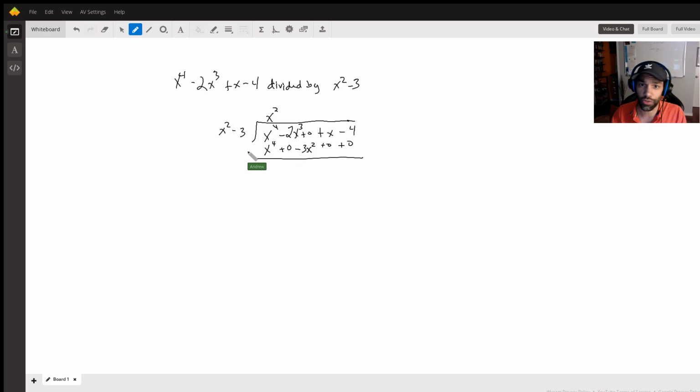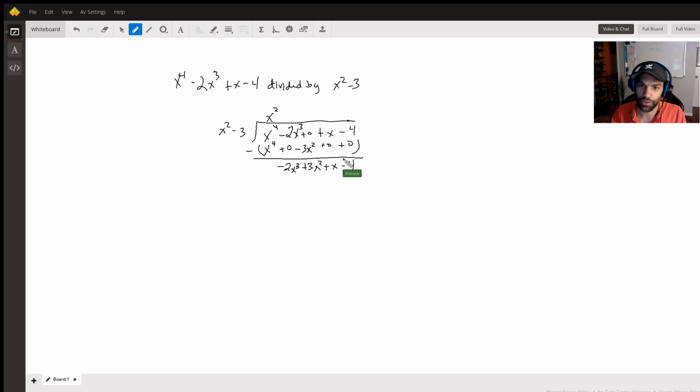All right, and just like normal long division, we're just going to subtract this whole thing, term by term. So x to the fourth minus x to the fourth is 0. That goes away. Negative 2x cubed minus 0 is just negative 2x cubed. Then we have 0 minus negative 3x squared. So minus negative, which makes it positive. So plus 3x squared. And x minus 0 is x. Negative 4 minus 0 is negative 4. All right, so we have our new expression here.